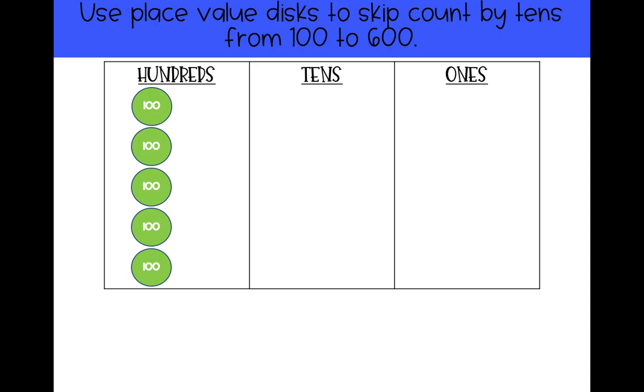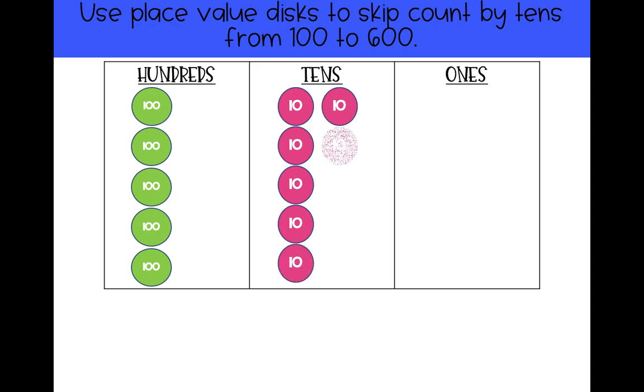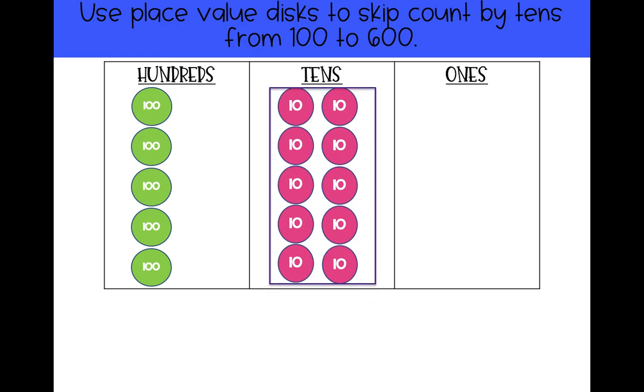Let's keep counting by tens until we get to 600. Ready? 510, 520, 530, 540, 550, 560, 570, 580, 590, 600. We finally made it to 600, but we have 10 tens. So let's go ahead and bundle those 10 tens for 100. We did it!